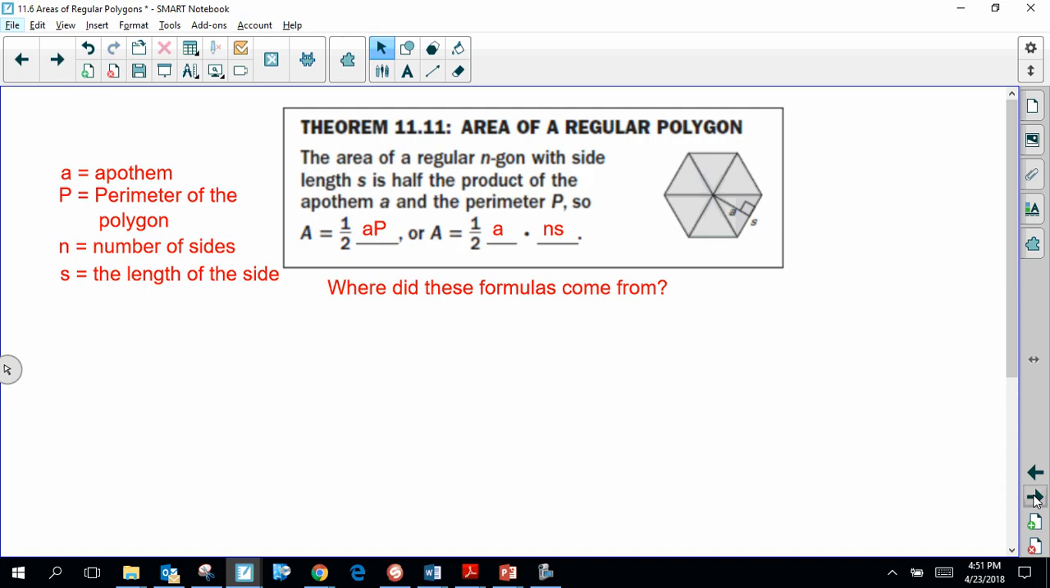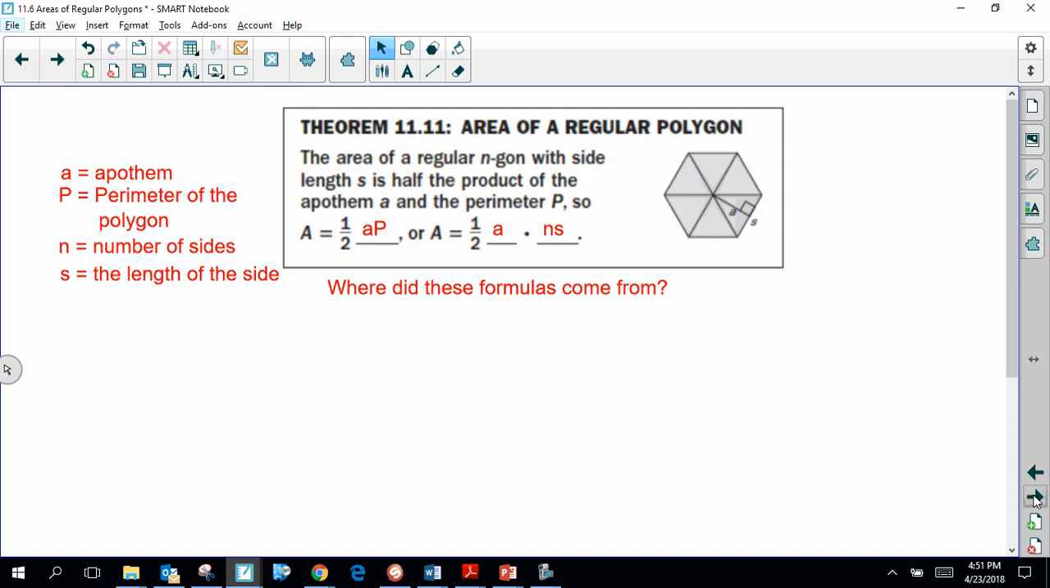So how do we get this formula? The area of a regular polygon is 1/2 times a times P, where the lowercase a is the apothem of the polygon. The capital P represents the perimeter of the polygon. N would be the number of sides, and s would be the length of the side.